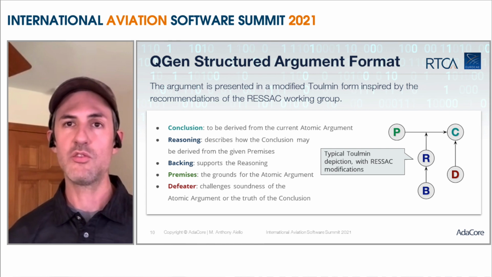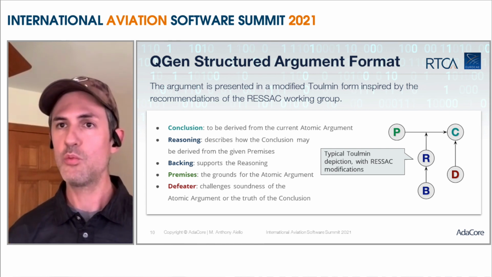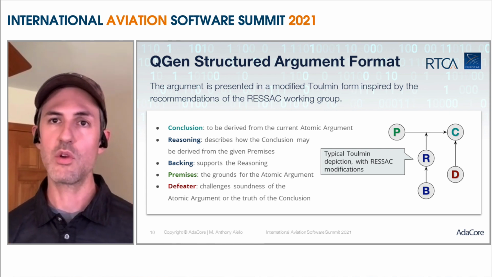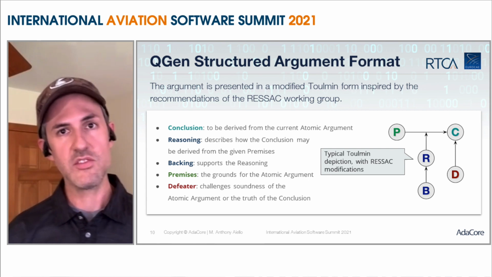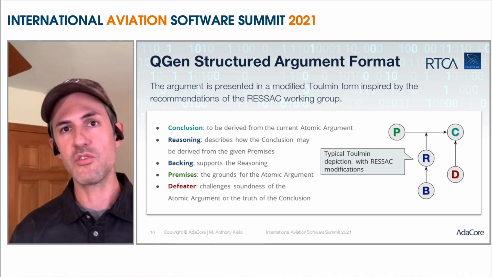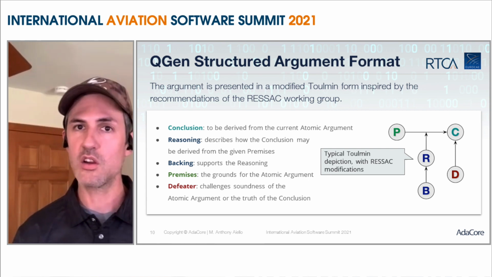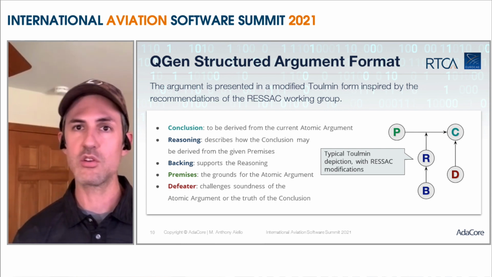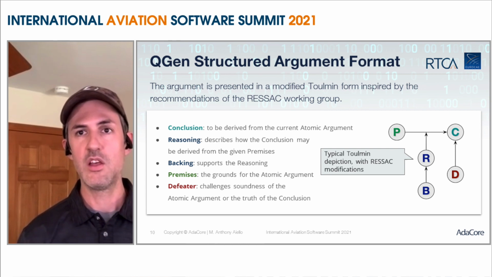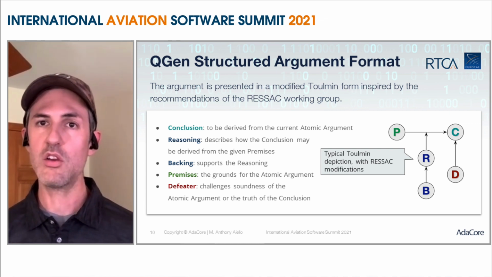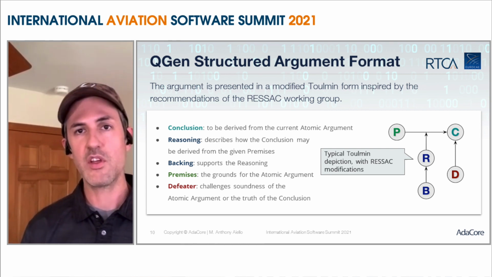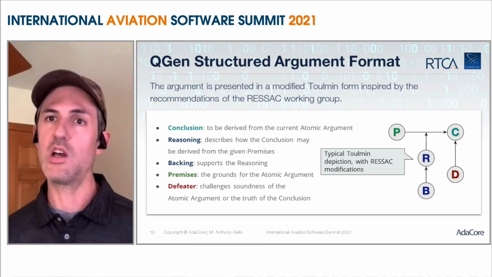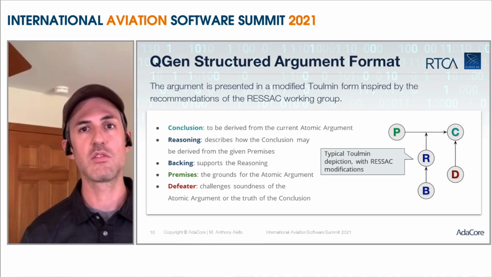So our argument is built using the modified Toulmin form that was inspired by the recommendations of RESSAC. This is similar to what Zamira presented and similar to the friendly argument notation that Michael presented, but it has some minor terminological differences. So at the top of each of our atomic arguments, we have a conclusion. The conclusion is what we want to derive from that atomic argument.